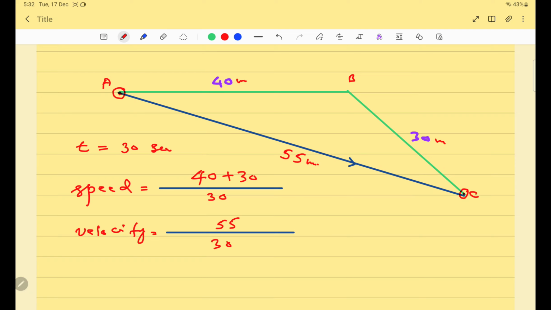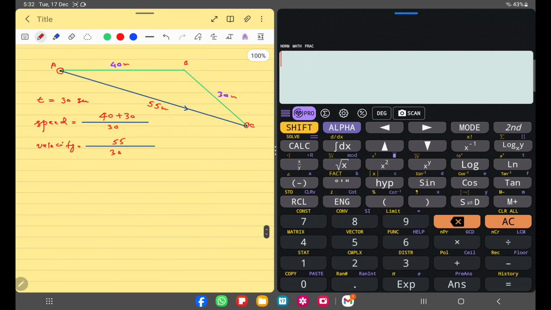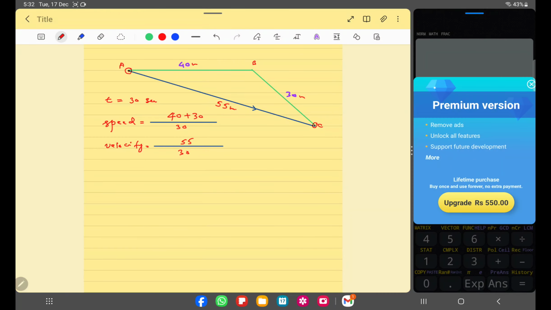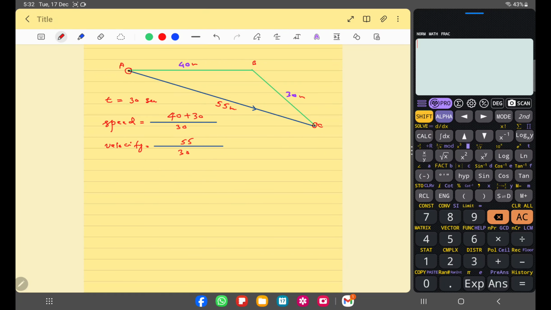Okay. And if I use calculator to sum up the result, so this calculator is on your screen. If I add these two numbers, 40 plus 30, it becomes 70. 70 divided by 30, so the speed is 2.33 meter per second. And for velocity, if I calculate 55 divided by 30, the answer is 1.83 and the unit is meter per second.